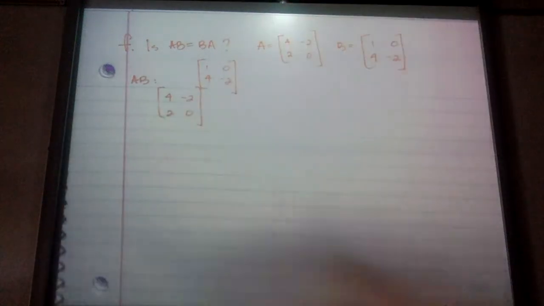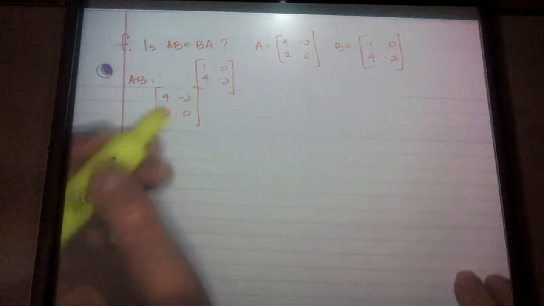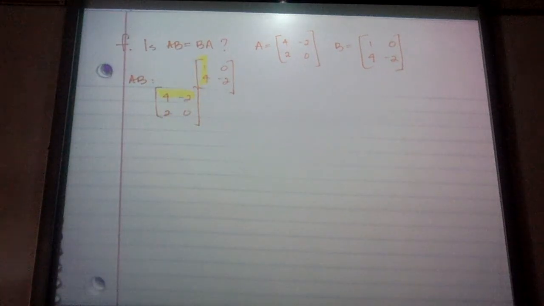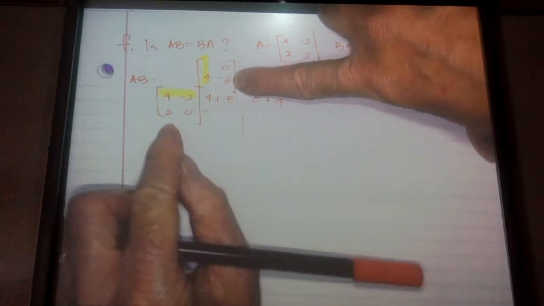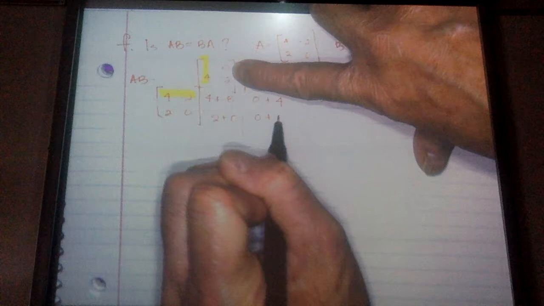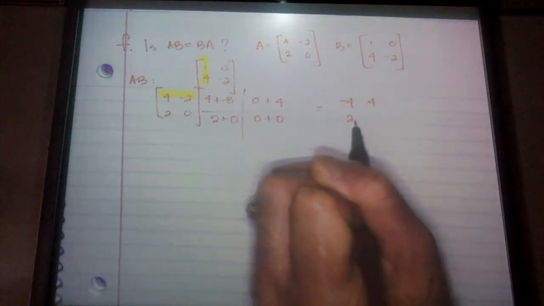So row 1, column 1. 4 times 1 is 4. -2 times 4 is -8. -2 times 0, 4 times 0 is 0. -2 times -2 is +4. Bottom, 2 times 1 plus 4 times 0. 2 times 0 plus 0. So my result is -4, 4, 2, and 0.